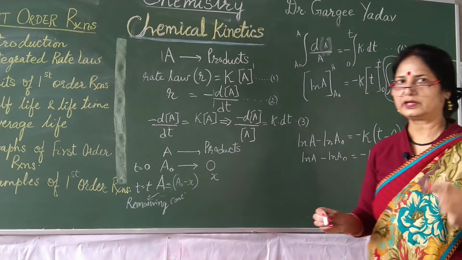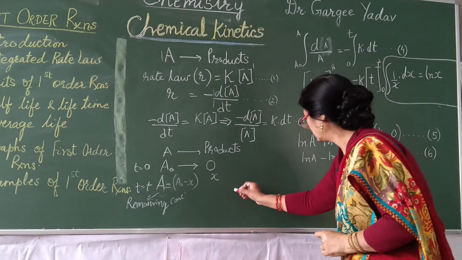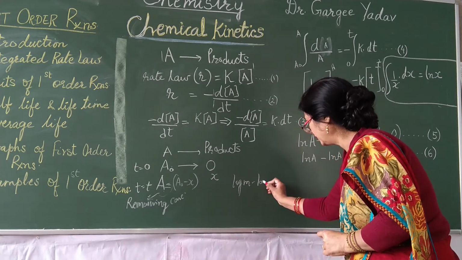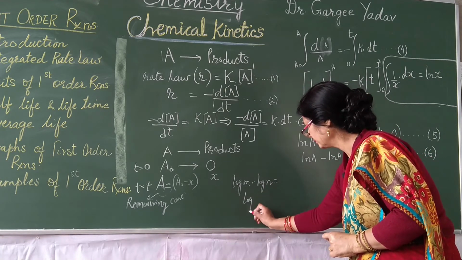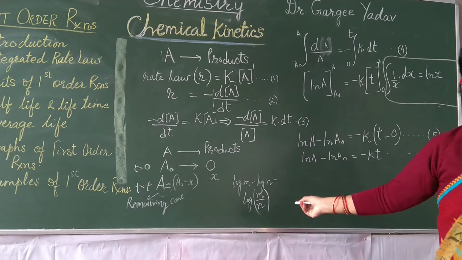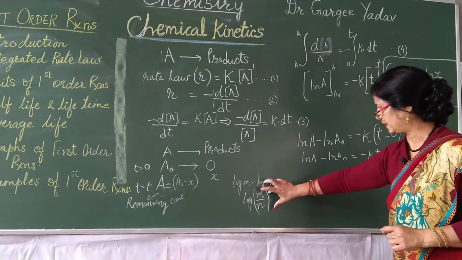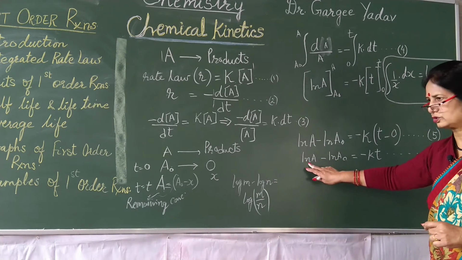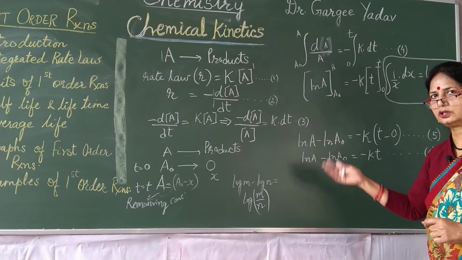Now we know a very important property of log: suppose we have log of m minus log of n, then we can write it in this way, log of m upon n. You must be familiar with this property of log. So we will apply this property over here. What we see is that this is actually log natural A, and when we convert it to log base 10, it will become 2.303 log base 10.